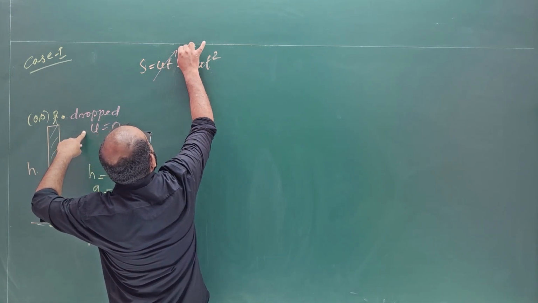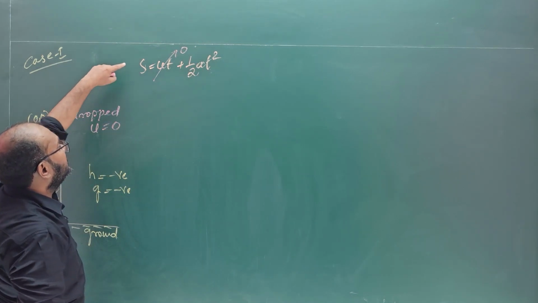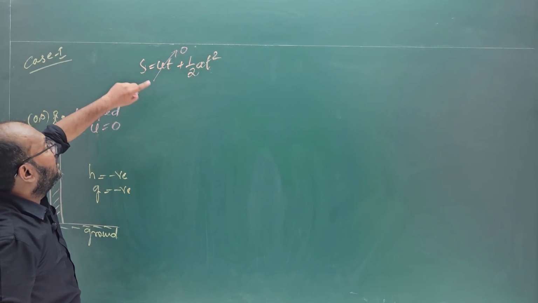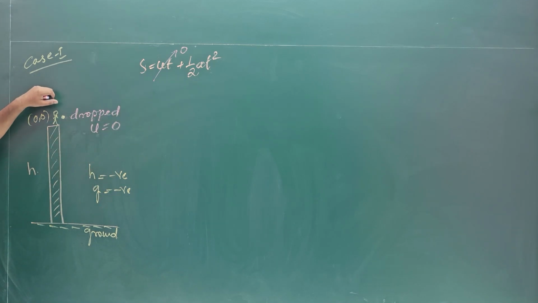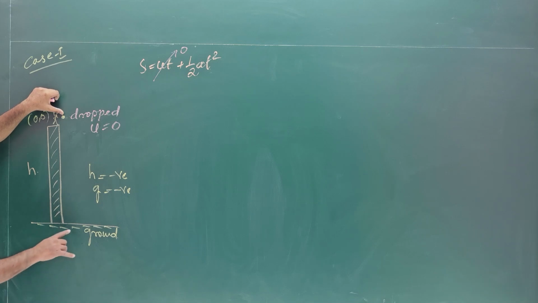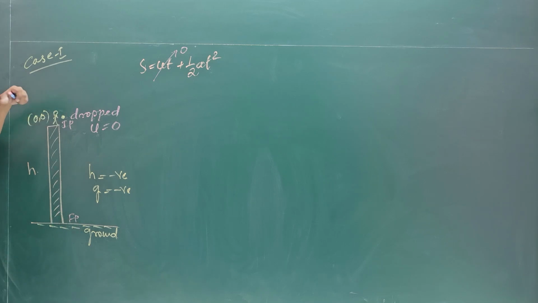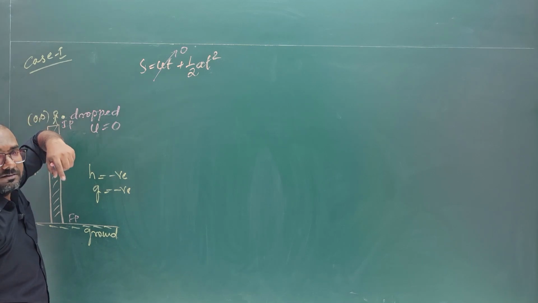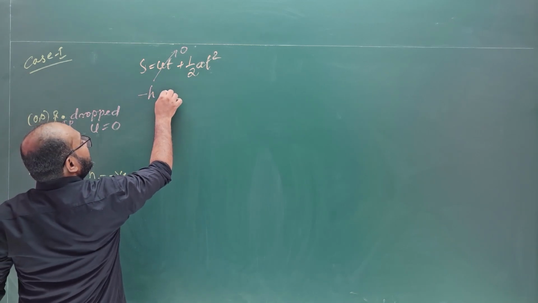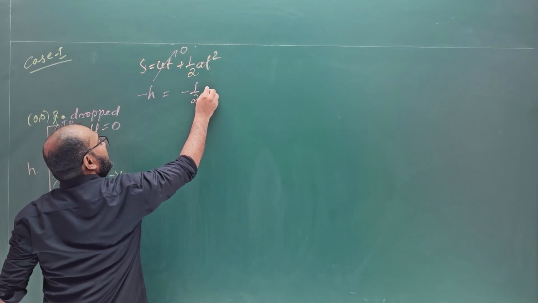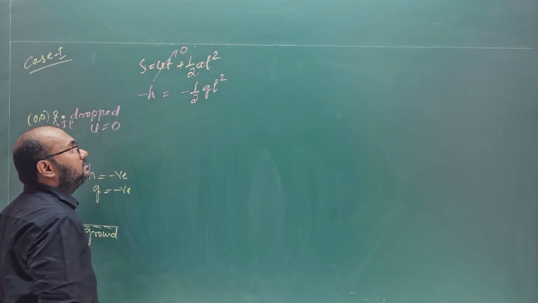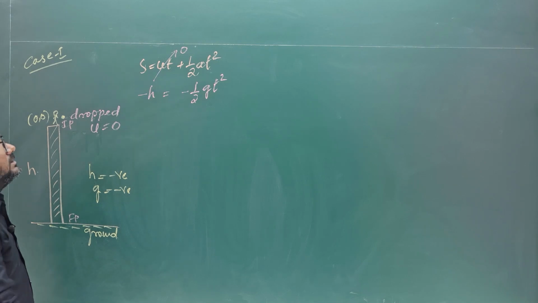That means, can I say this becomes 0? Okay, left out is s is equals to half at square. What is the displacement? From where the object is being released, from the height h. Finally, where will the object go? On the ground. That means, can I say that this is your initial position and the ground is your final position? And what is the displacement? Nothing but h. So h is in the downward direction or upward direction? Downward direction. So minus of h is equals to minus of half gt square. Can I write like this?